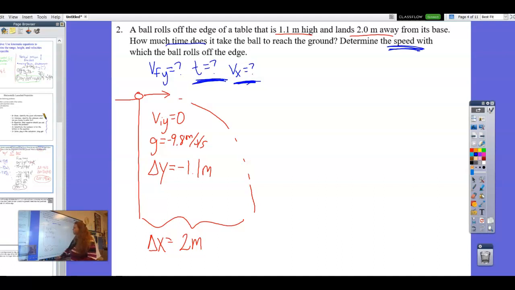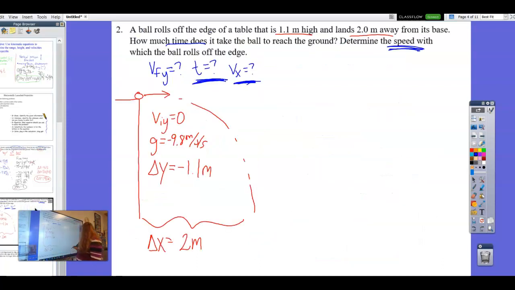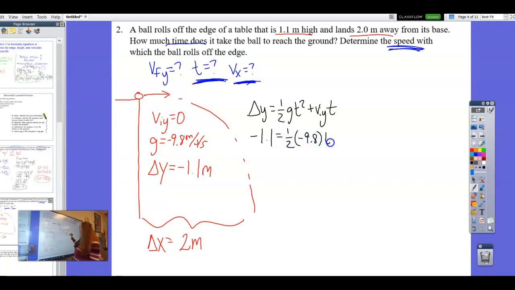So looking back at my equations, I cannot find Vx until I have delta x and time. So I can't use my horizontal motion equations just yet. Let's look over here at my vertical equations. I don't know my vertical velocity final. I don't know Vfy, so I cannot use 1 or 3. I'm going to have to use the third equation again. So let's use this equation to find time. Delta y equals 1/2 g t squared plus VIY times t. Now I'm substituting: negative 1.1 equals 1/2 times negative 9.8 times t squared. Remember, if VIY equals 0, that term goes away. Negative 1.1 equals 1/2 times negative 9.8. Oh, let me just go ahead and simplify this.